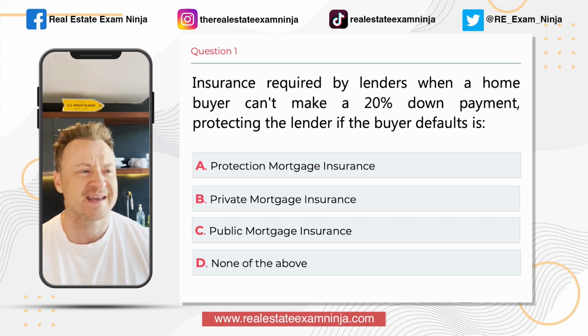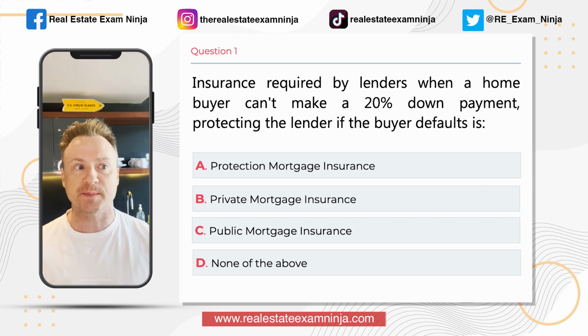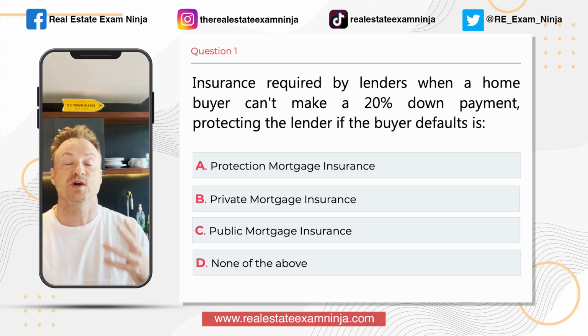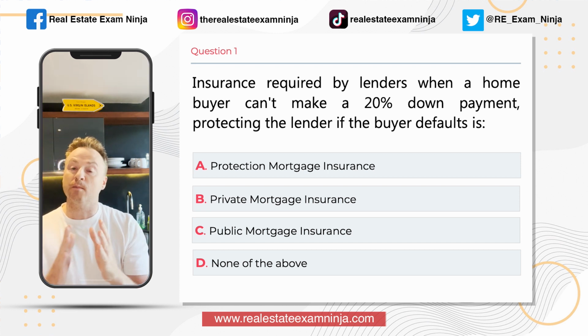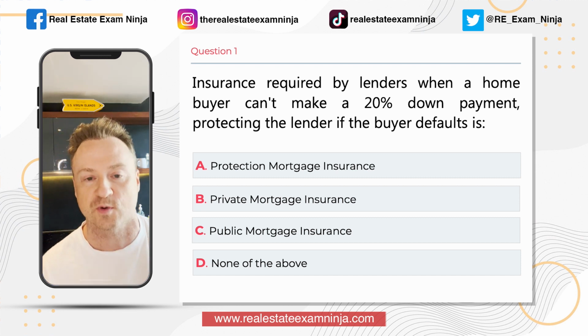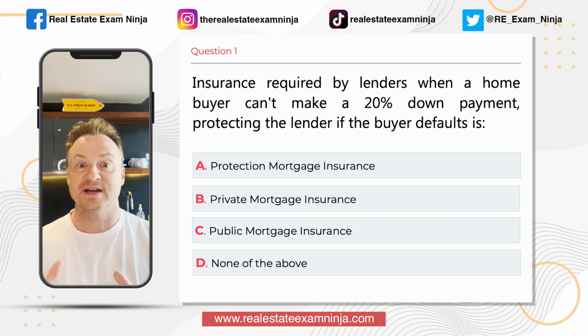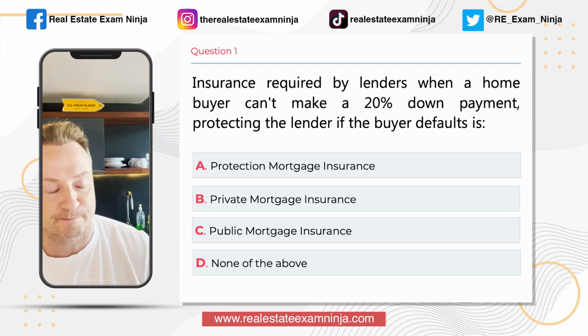Numero uno. Insurance required by lenders when a home buyer can't make a 20% down payment, which protects the lender. The more mortgage you have, like a 99% mortgage, they don't do those anymore. They did when I bought my first house. But all the risk is on the lender. The more down payment you put on the asset, the less risk the bank has, right?